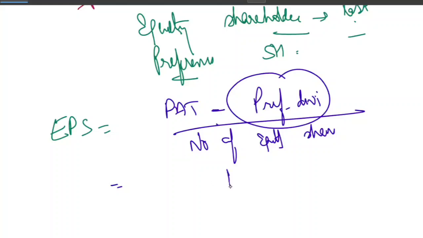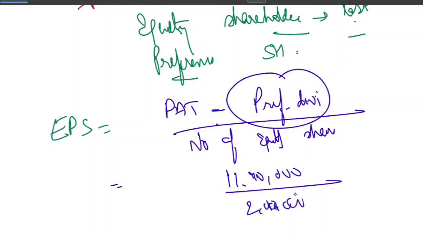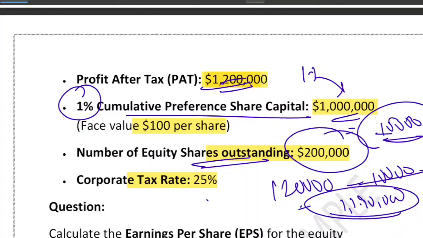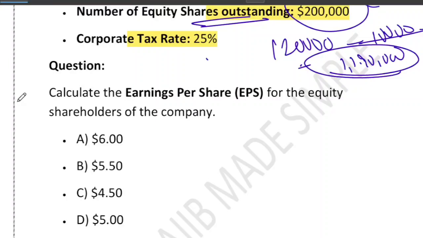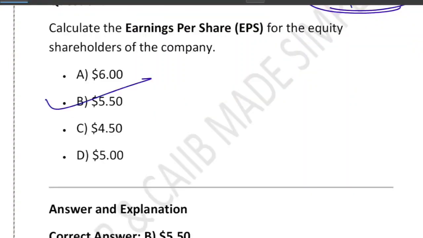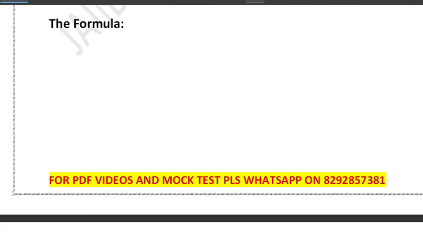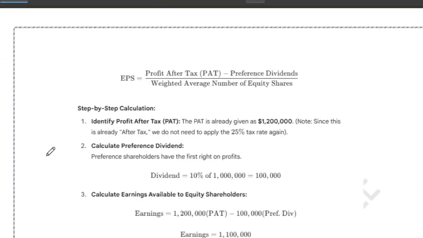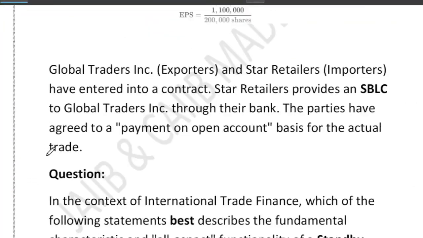So just do the calculation. 11,90,000 divided by 2 lakh. That will give you earning per share equal to $5.95, right? So if you look at the options, the closest option is, let me show you, 5.50, right? That's the point. I think this is the easiest way to compute the earning per share. Now let's have a look at the next question.